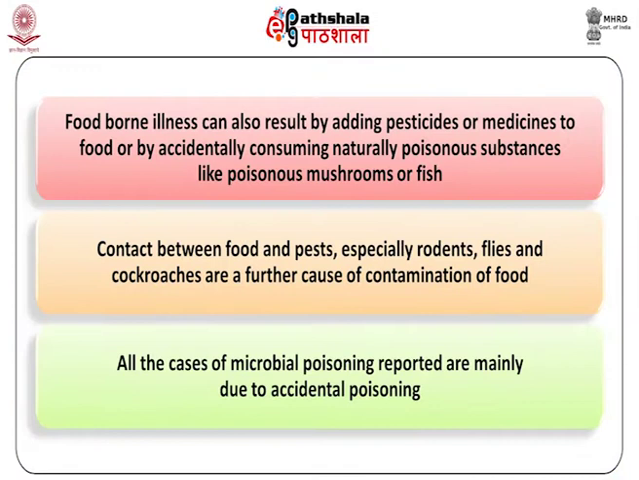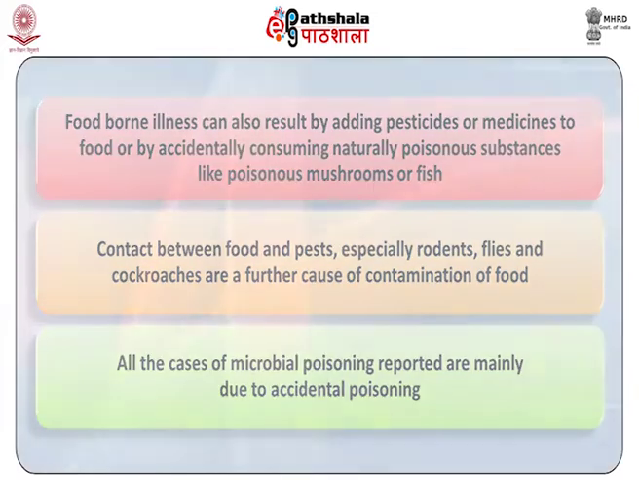Food-borne illness can also result from adding pesticides or medicines to food, or by accidentally consuming naturally poisonous substances like poisonous mushrooms or fish. Contact between food and pests, especially rodents, flies and cockroaches, is a further cause of contamination of food. All the cases of microbial poisoning reported are mainly due to accidental poisoning.